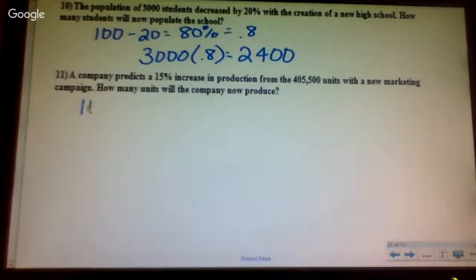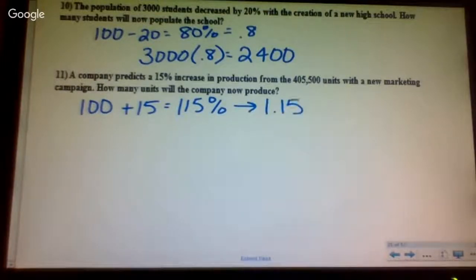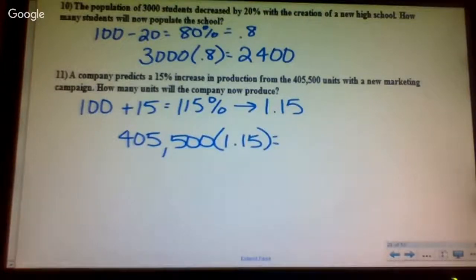Okay. The last one, a company predicts a 15% increase. So we're doing what to 100? Adding. That gives me 115%, written as a decimal is 1.15. Again, take that times your original. So we have 405,500 units times the 1.15. 466,325.